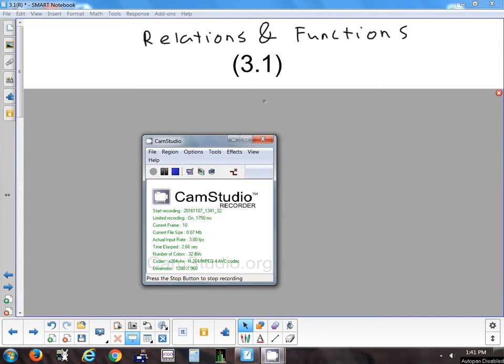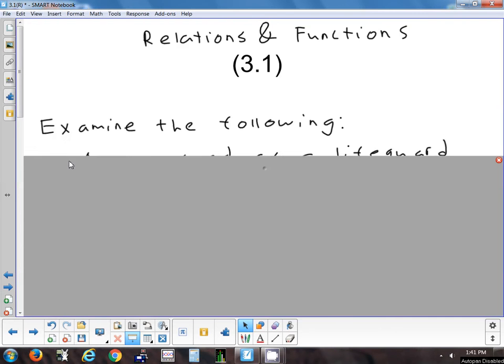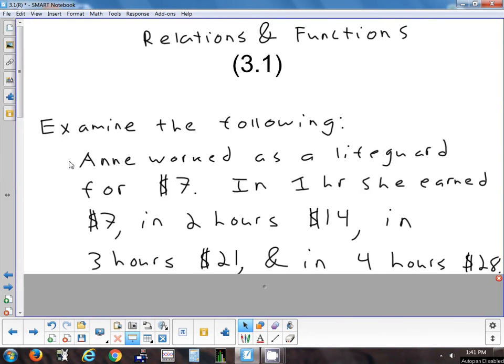Right, so the first section we're going to look at in Chapter 3 is called Relations and Functions. In this chapter we'll do quite a bit of graphing, drawing lines, some things that are not lines, but mostly things that are lines. All right, so this first example is just an example of when you could use coordinates, and I'm going to see if you guys can figure out how.